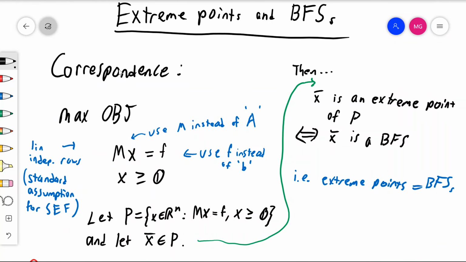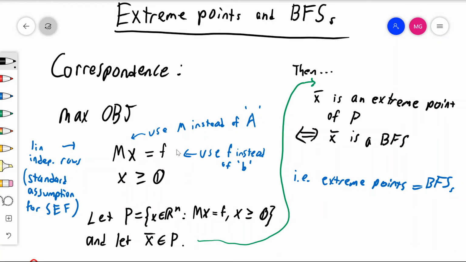So the correspondence, slightly more formally, is that if you give me a linear program in standard equality form, so that's like this, where we're maximizing some linear objective function subject to matrix equality constraints and variable non-negativity constraints. A standard assumption for standard equality form is that the rows of this matrix are linearly independent, so we're also assuming that. And also, by the way, we're just using M instead of A. Usually we would call this Ax equals b for the matrix equality, but we're going to reserve the notation A and b for something else, so we're just using different letters here. So M and f are the matrix and the vector for the standard equality form.